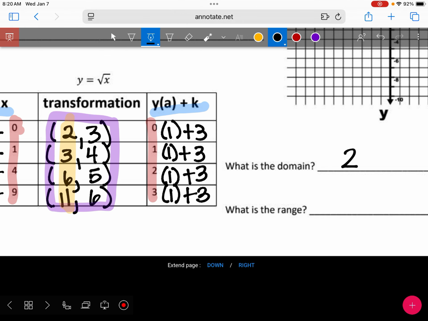2. Now, are the numbers getting bigger or smaller? So we go 2, 3, 6, 11. Do we all agree the numbers are getting bigger? So that means my domain is 2 to infinity.